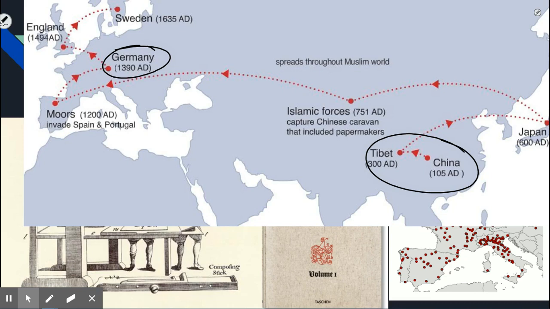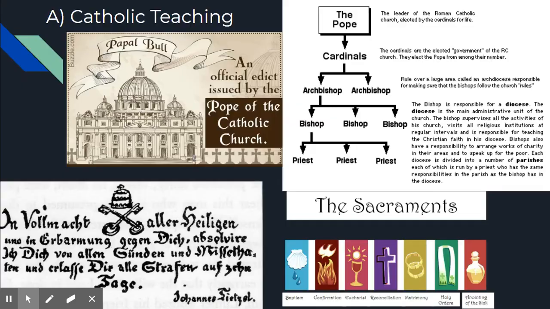And the importance of paper is, of course, that it's very easy and cheap to produce. So rather than having to write everything on clay tablets or on dried animal skins, now you can just chop down and pulp up trees and create what we know today as paper, which is incredibly important for sharing information.